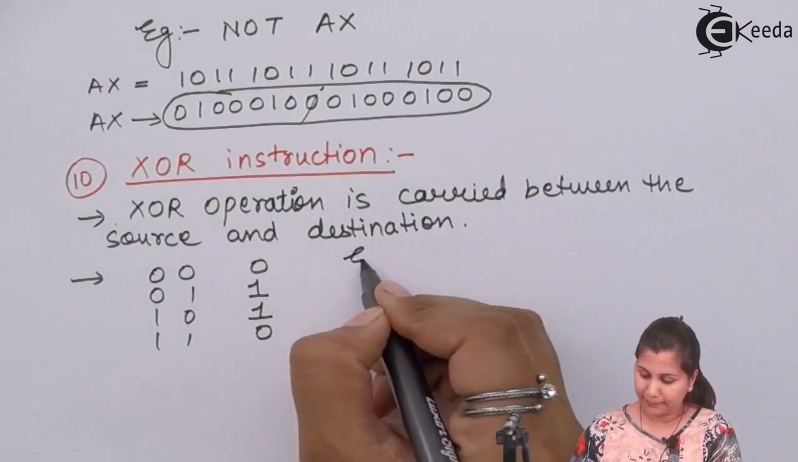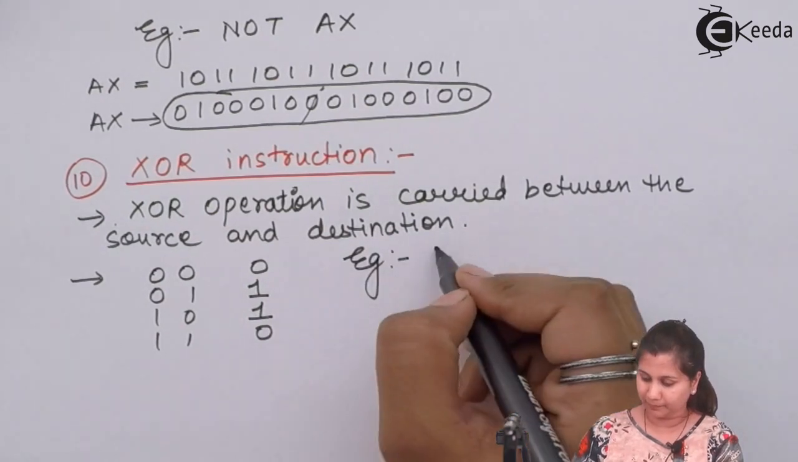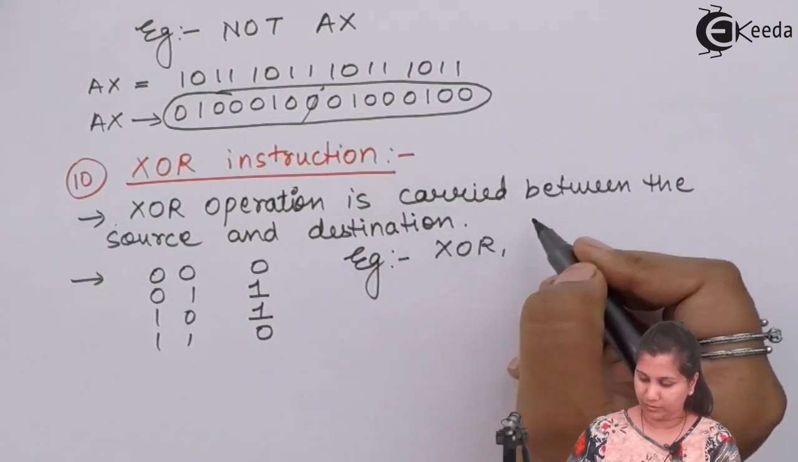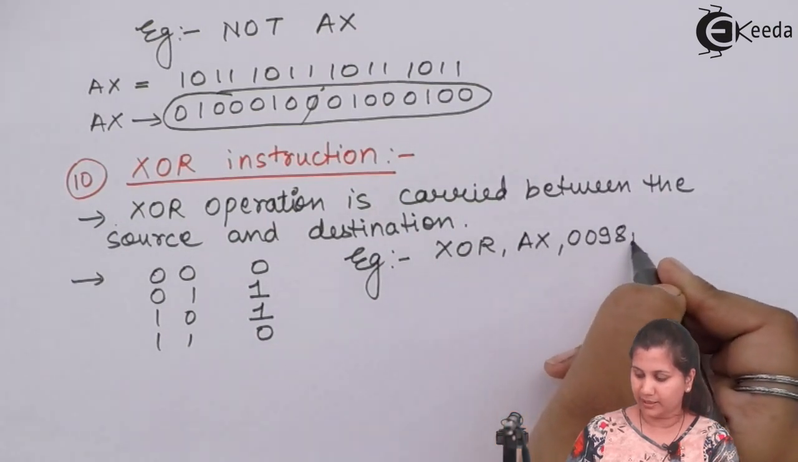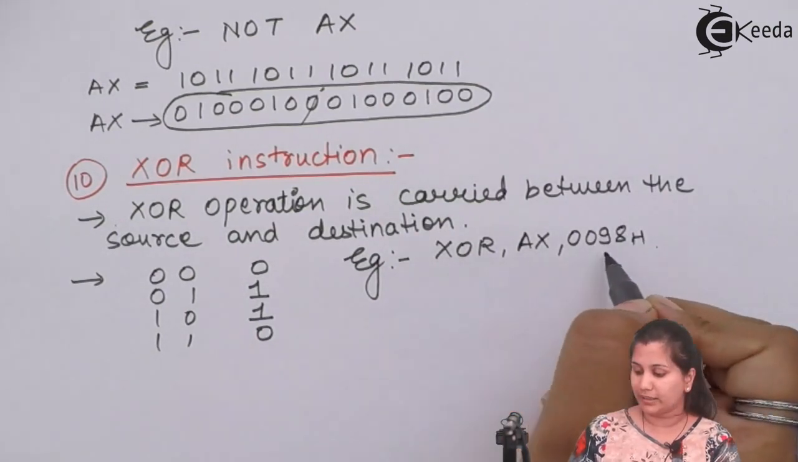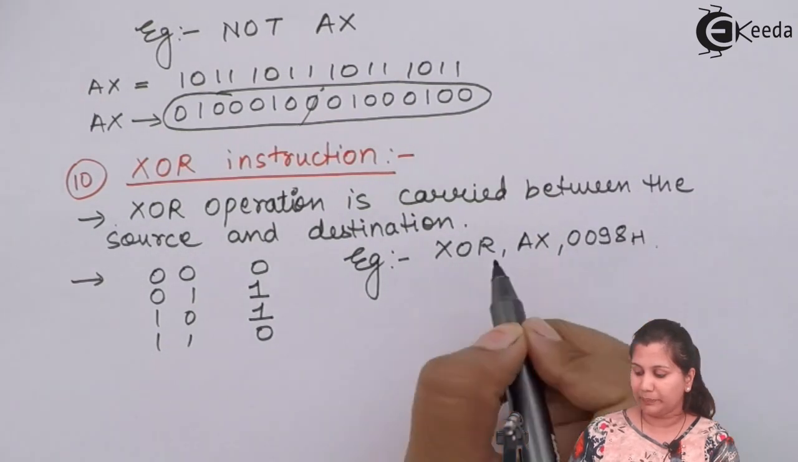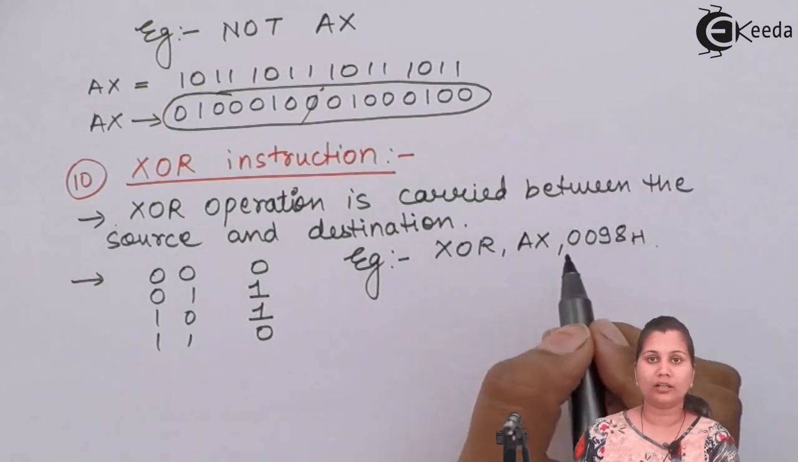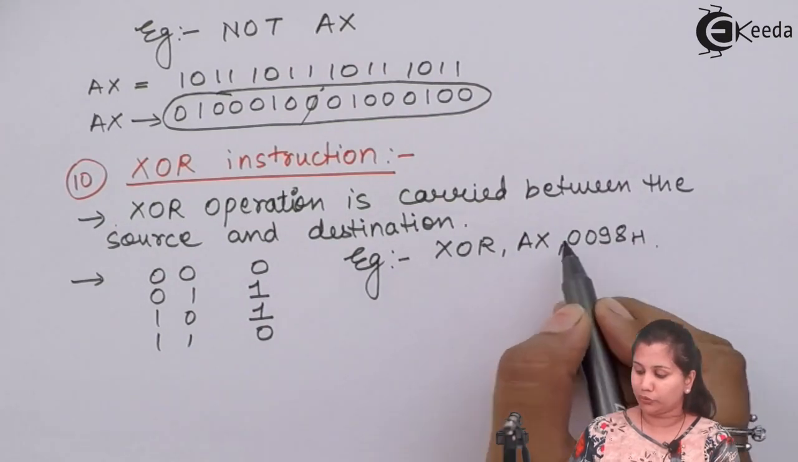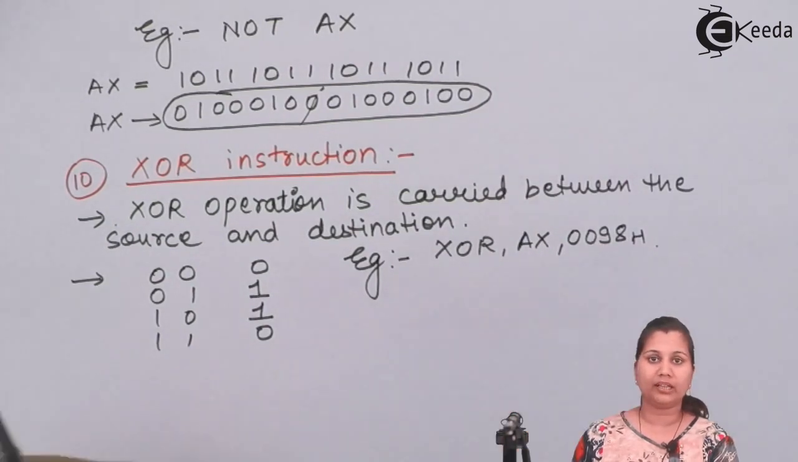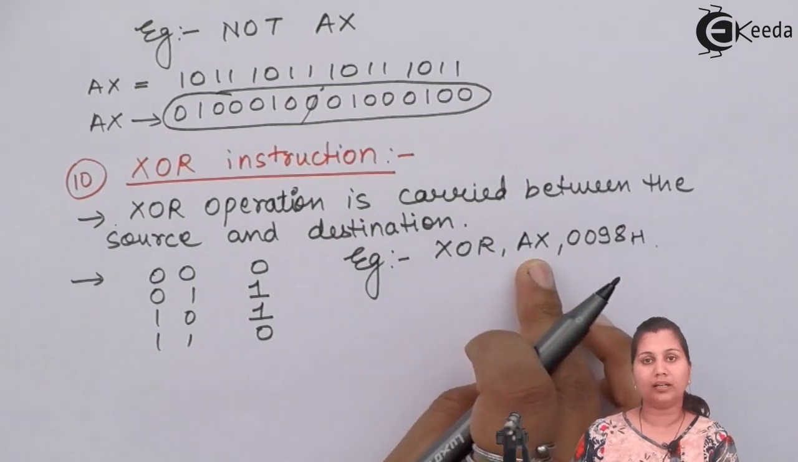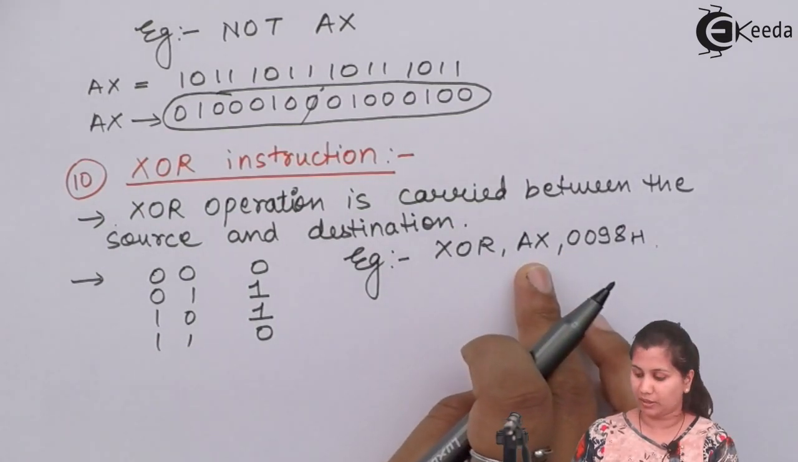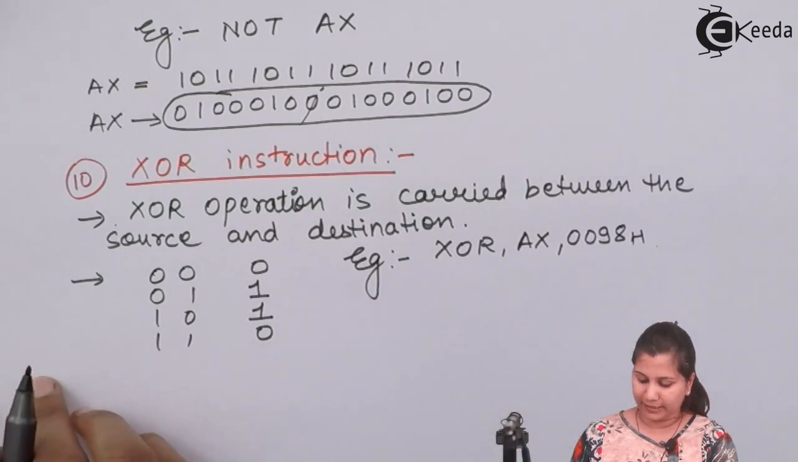If we take an example, XOR AX, 0098H. This is the immediate data, and this will be compared with the contents of the AX register. Both will be logically XORed with each other, and the result of the operation will be stored in the accumulator register. Suppose that AX has some contents.